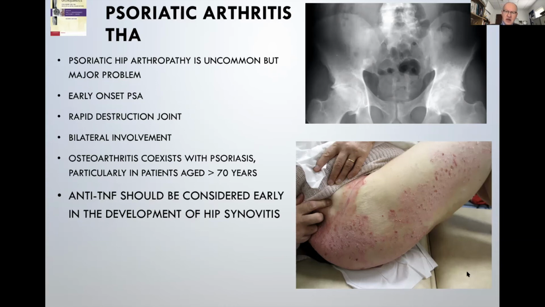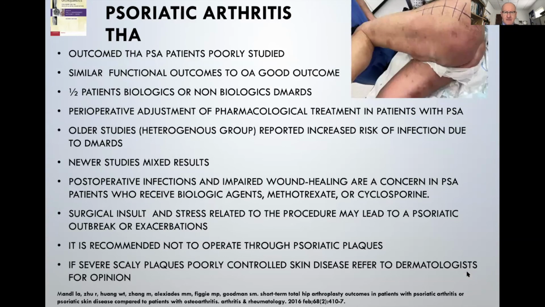This is a patient that saw me in clinic that's wanting hip replacement surgery, and we've just got to work up and think about how we can reduce the risks of complications occurring in this type of patient. There's not a big series of psoriatic arthritic patients that have had total hip arthroplasty. It's been poorly studied. The studies that have been published, however, report similar good outcomes to osteoarthritis.